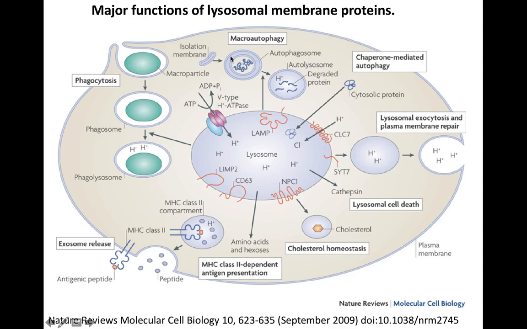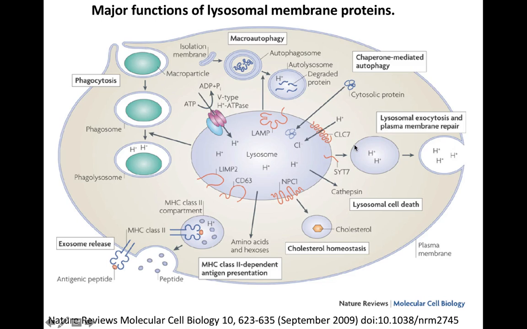So all of these processes, phagocytosis, macroautophagy, or chaperone-mediated autophagy, are basically mediated through LAMPs. LAMP stands for lysosome-associated membrane proteins. So basically these LAMP proteins help in fusion of the lysosomes with either autophagosomes or with the phagosomes. So LAMPs basically help in membrane fusion between the phagosomes or autophagosomes and the lysosomes.